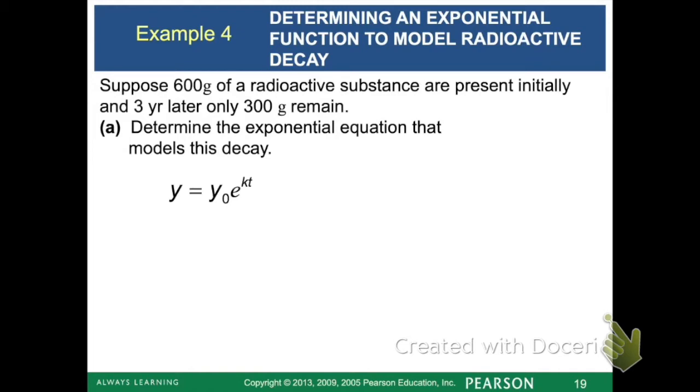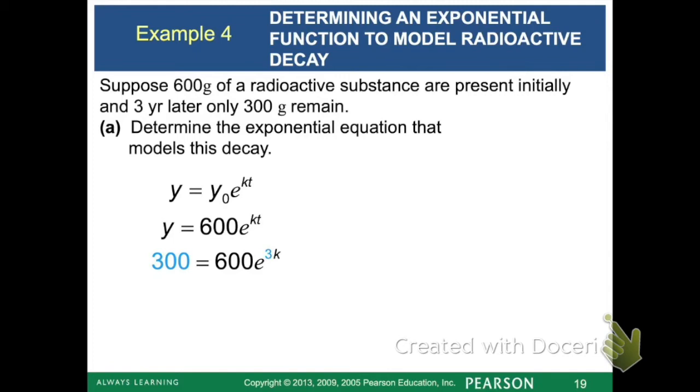So we're going to start with our exponential growth or decay equation here. And we initially started with 600 grams, so we're going to plug that in for y naught. Next, we know that 3 years later, so when t is 3, there's only 300 grams remaining, so we're plugging that in for y and t. That way we can solve for k.